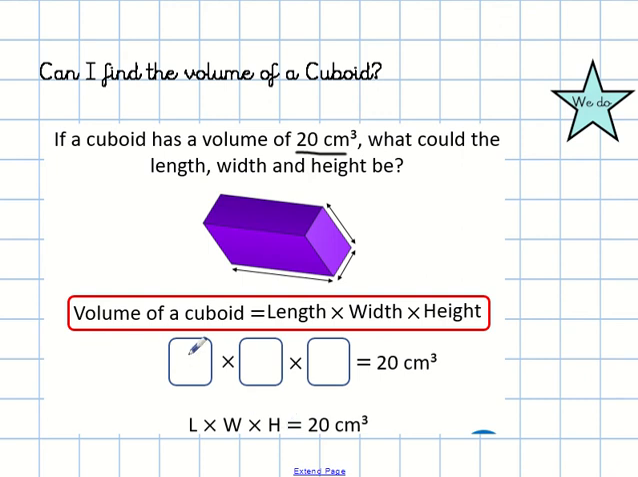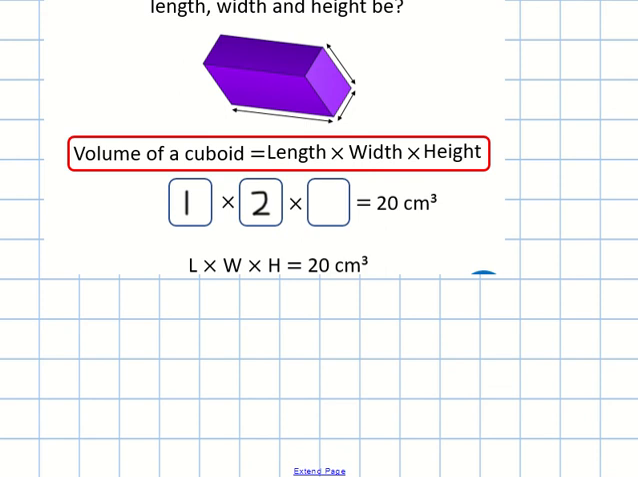So I could do my length as 1 and my width as 2, and therefore 1 times 2 is going to equal 2. So length times width is going to equal 2, isn't it? And then what would I have to times by 2 to get to 20? Well, 2 times 10, so therefore my height could be 10. And 1 times 2 times 10 equals 20 centimetre cubed.